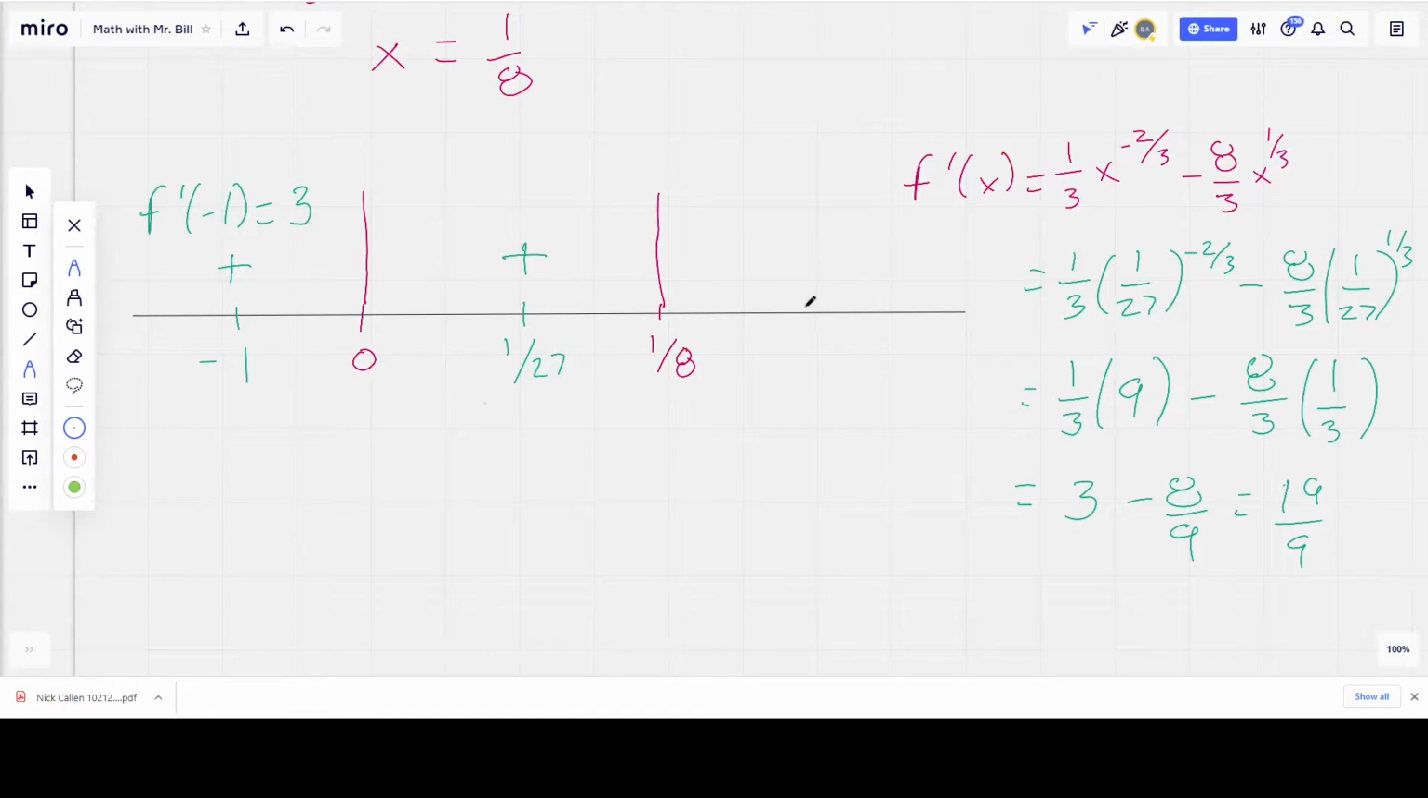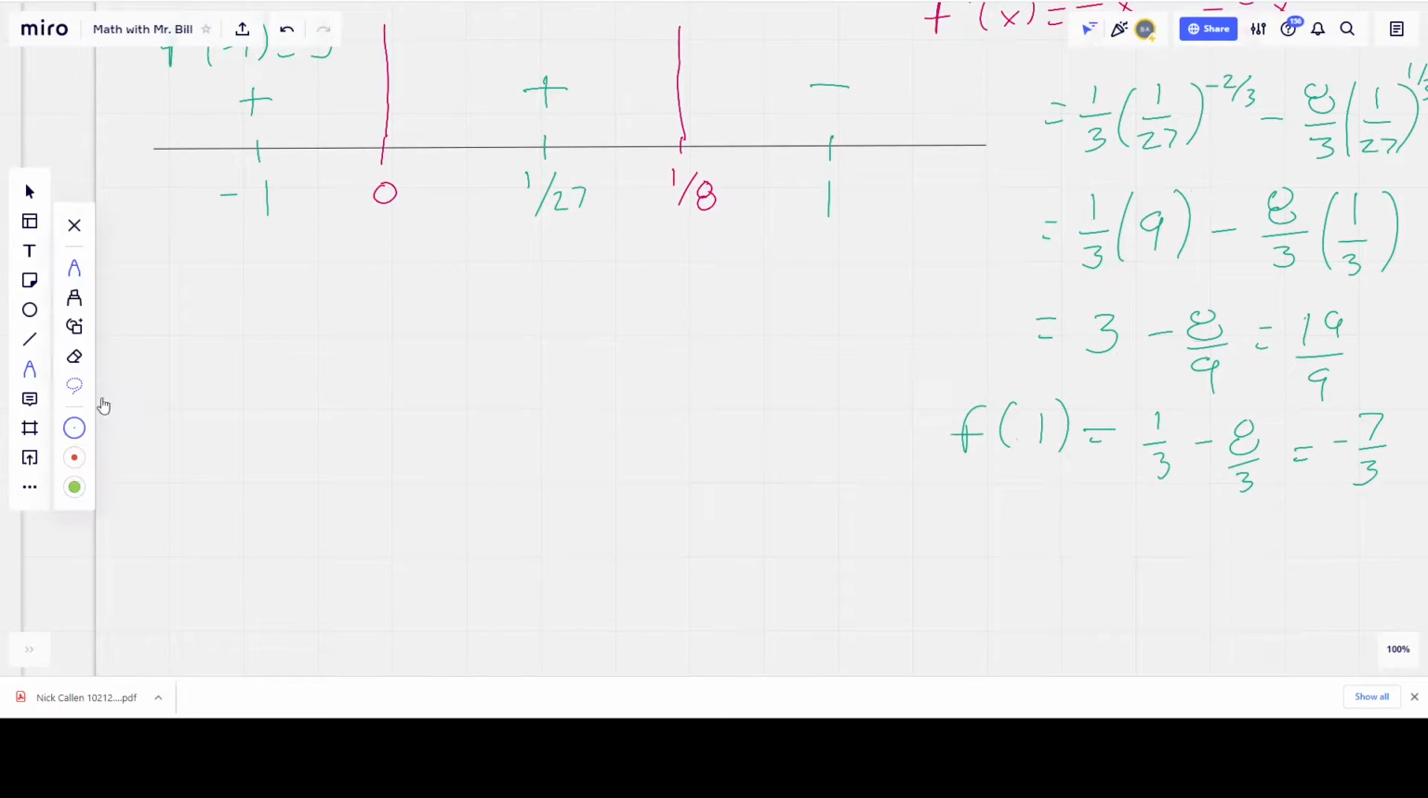So lastly, we'll take 1. And f of 1 now is going to be negative, because that's going to be 1/3 times 1 minus 8/3 times 1, which is negative 7/3. So that region right there is negative. So then that tells us now that the intervals of increasing go from negative infinity to 0. We have to stop at 0 because there's an asymptote there. And then we'll union that with 0 to 1/8.